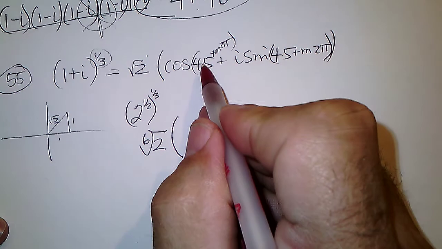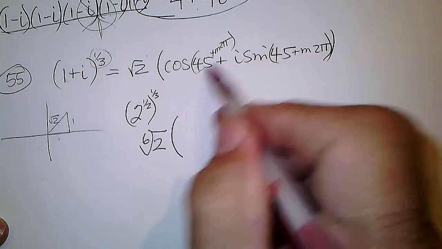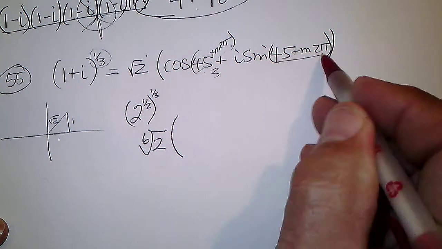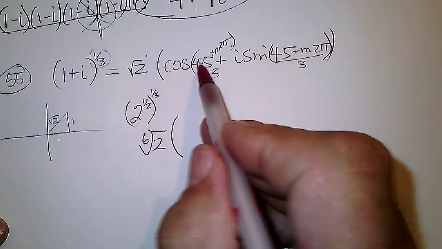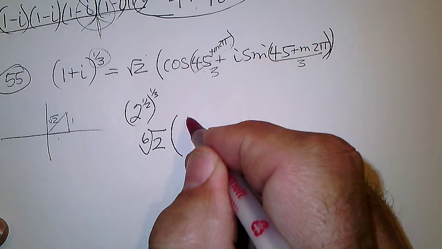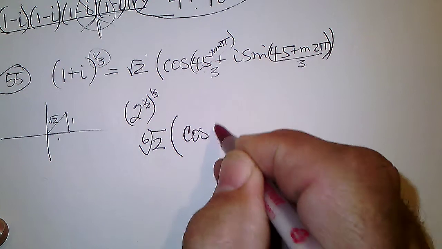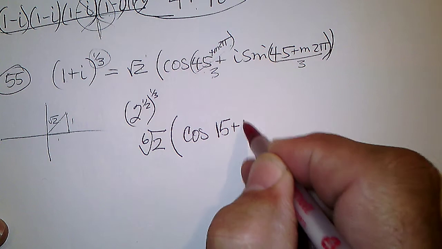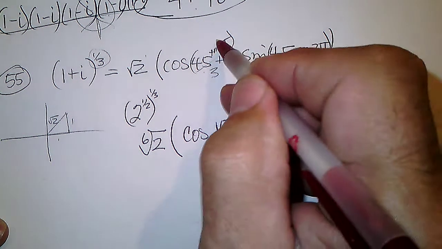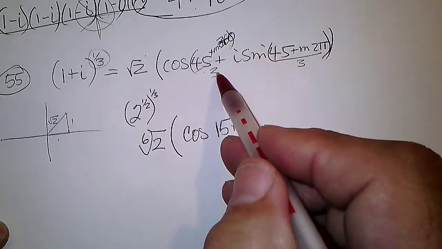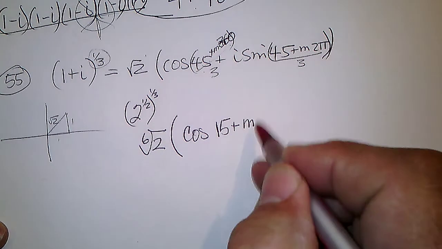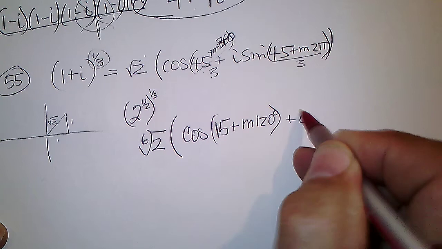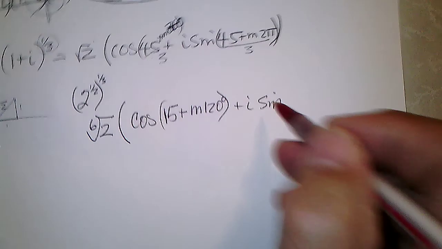But we've got to divide this by 3. We've got to multiply it by 1/3. So it's divided by 3, divided by 3. So 45 divided by 3 is 15. So we have the cosine of 15 plus multiples of, this would be 360, 2 pi. 360 divided by 3 is 120. Plus I sine of the same thing.